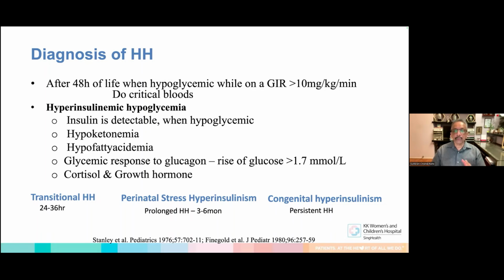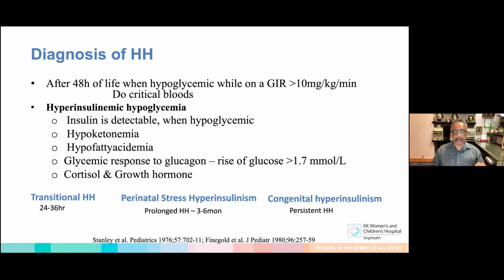Glycemic response to glucagon: by giving one dose of glucagon IM, normally we should get a rise of glucose by 1.7 millimoles per liter, but in hyperinsulinism it doesn't happen. So that will confirm it. In addition to that, we can do cortisol and growth hormone to see the counter-regulatory hormone response.